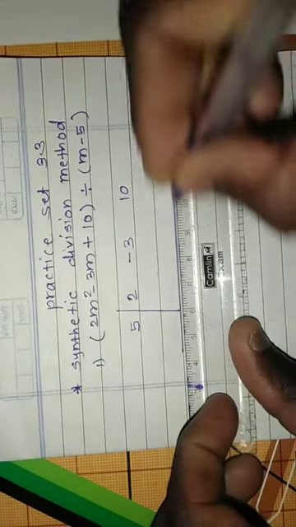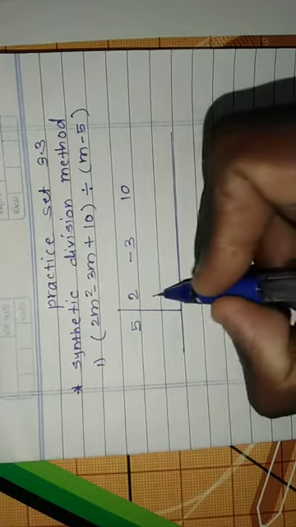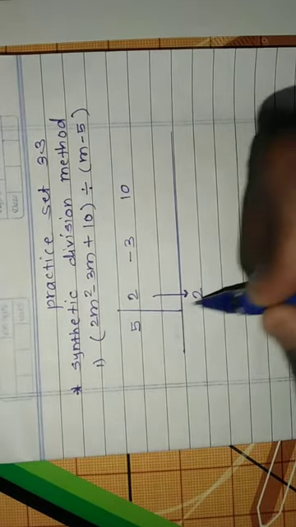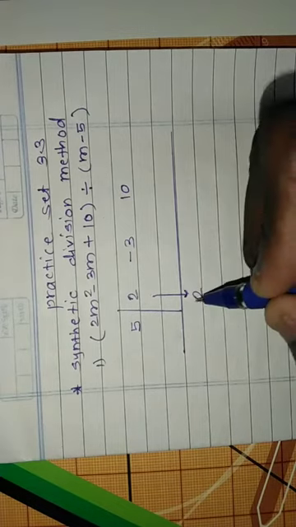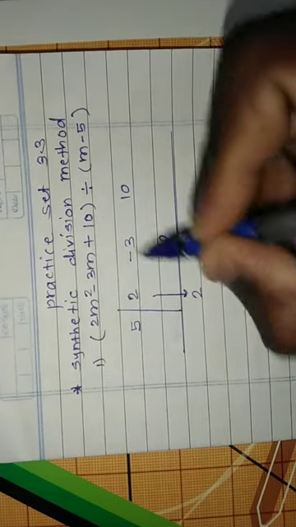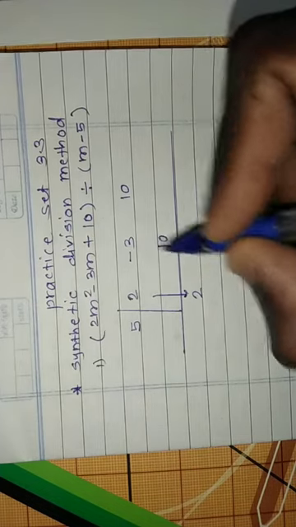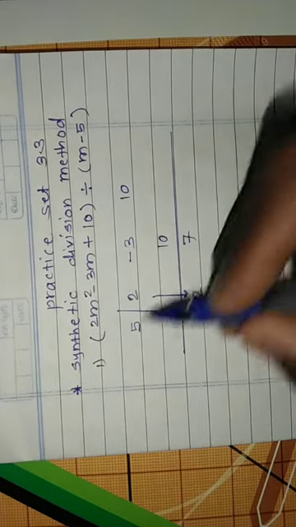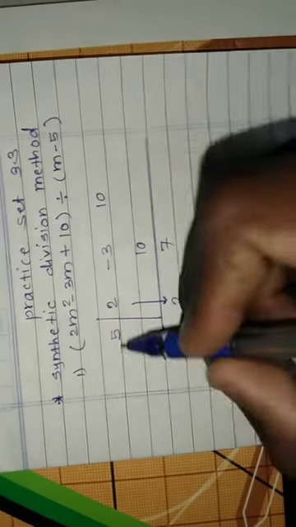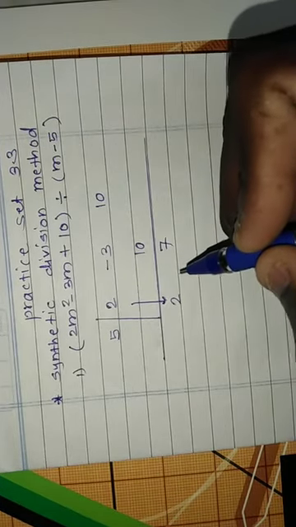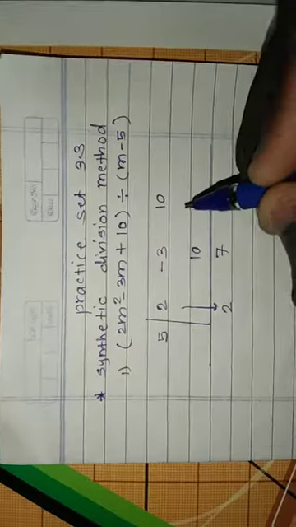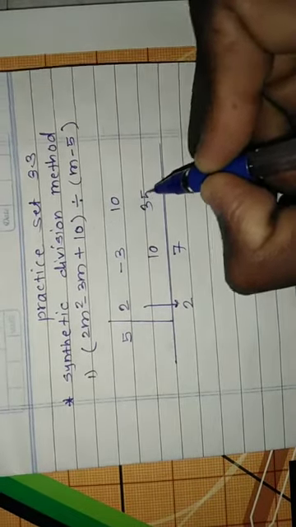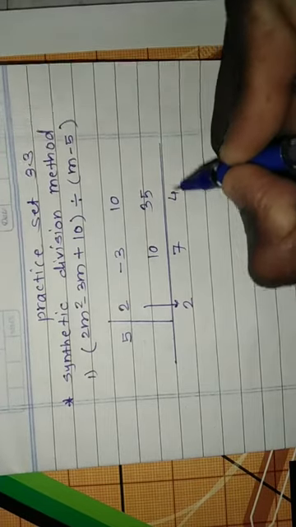Now next, we have to shift this number, means drag this number down as it is. Now multiply these two numbers, 5 into 2, 5 twos are 10. Then minus 3 plus 10 becomes plus 7. Once again multiply these two numbers and write the answer here: 5 sevens are 35. Now lastly, 35 plus 10 becomes 45.